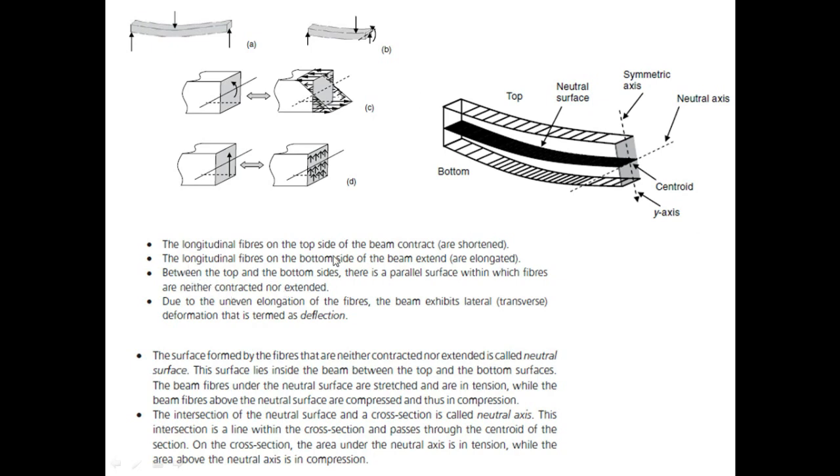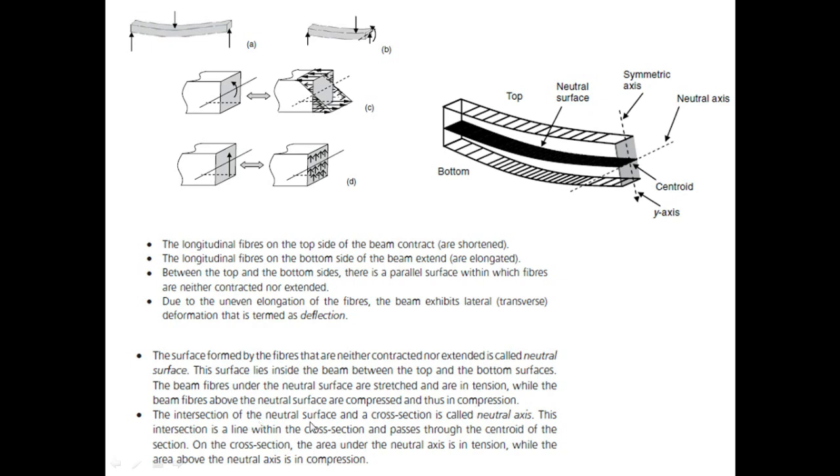Then the key points: I've told you about shortening and elongating. Third, between the top and the bottom sides, there is a parallel surface within which fibers are neither contracting nor extending. Due to the uneven elongation of the fibers, the beam exhibits lateral or transverse deformation, which is termed the deflection. The surface formed by the fibers that are neither contracted nor extended is called the neutral surface. This surface lies inside the beam between the top and bottom surface. The beam fibers under the neutral surface are stretched and in tension, while the beam fibers above the neutral surface are compressed and thus in compression.